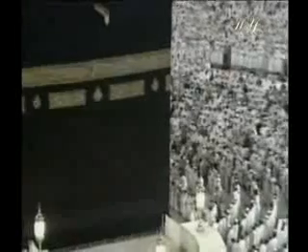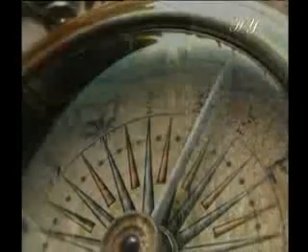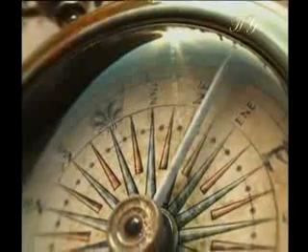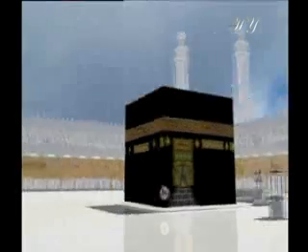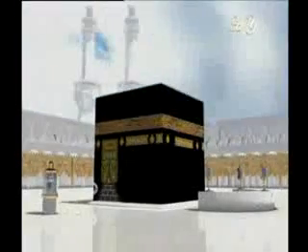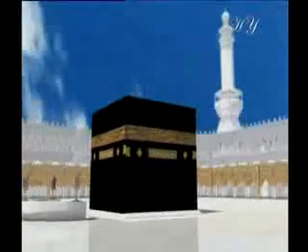The four corners of the Kaaba are more or less aligned with the four cardinal points of the compass. Each corner has its own name. The eastern corner is called Al-Hajar al-Aswad, or the Black Stone. The northern corner is known as the Iraqi corner, the western corner as the Levantine corner, and the southern corner as the Yemeni corner.